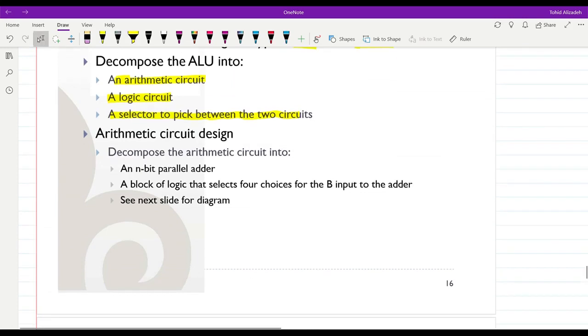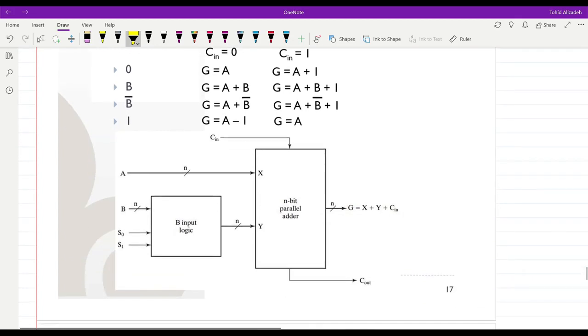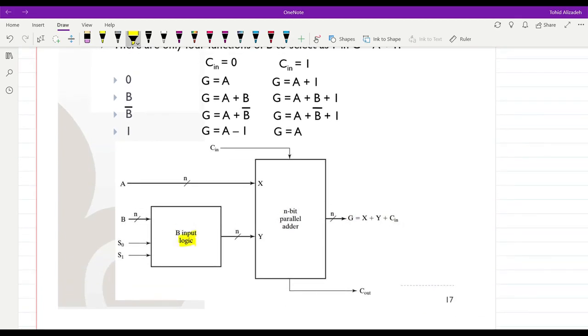For the arithmetic circuit design, we will decompose the circuit into an n-bit parallel adder. So we will have the n-bit parallel adder, and then we will have a block of logic which selects 4 choices for B input to the adder. Our adder will have 2 inputs. One input will come directly from A. The second one will come through a block of logic which selects 4 choices for B, as you can see over here. So this is the B input logic.